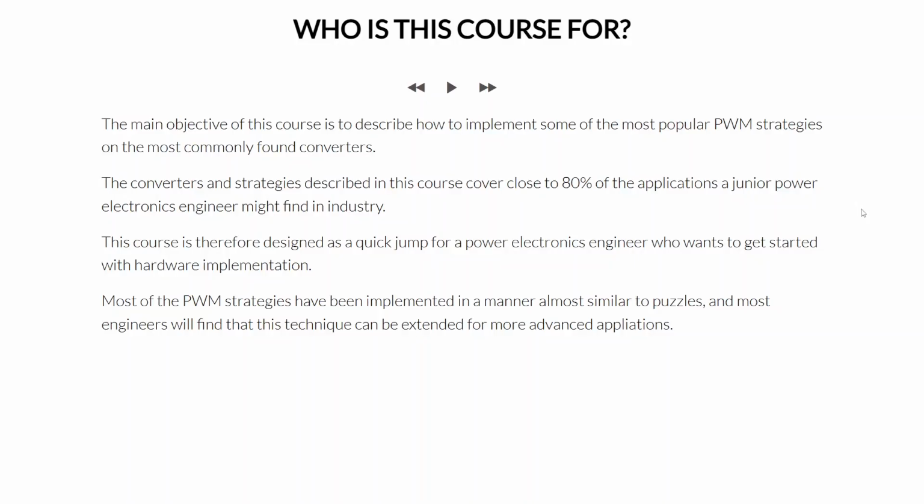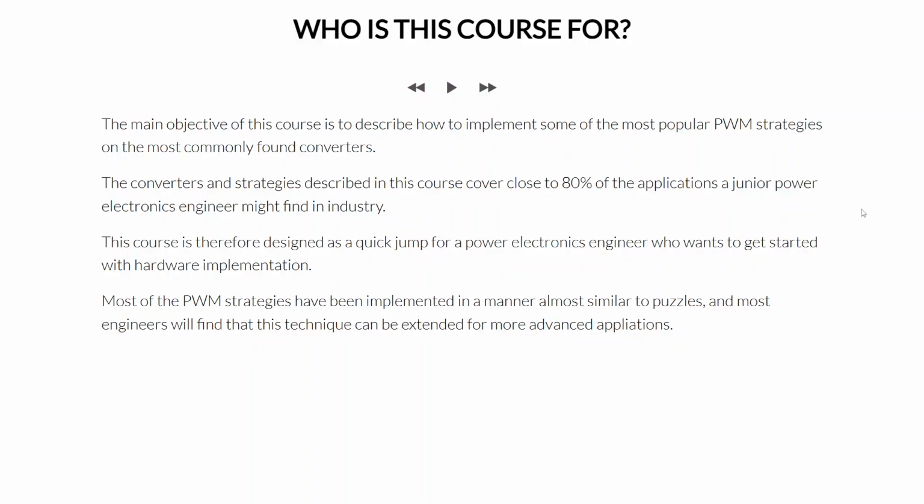So in this lecture, I'm going to describe who the target students of this course are. Again, the main objective of this course is to describe how to implement some of the most popular PWM strategies on the most commonly found converters. There are several advanced PWM strategies and some very advanced converters that cannot be covered in this course. But still, these popular PWM strategies and commonly found converters form almost 80% of the applications that a junior power electronics engineer will encounter in industry.